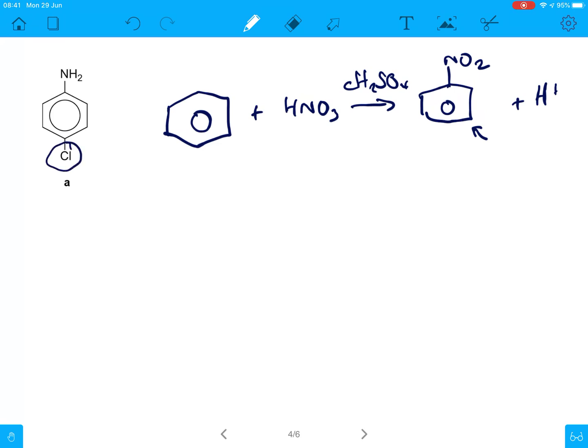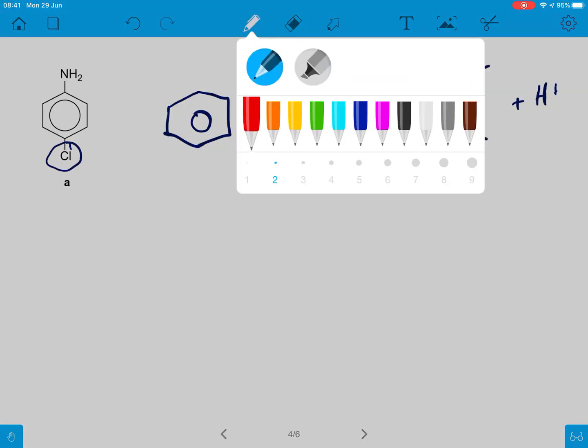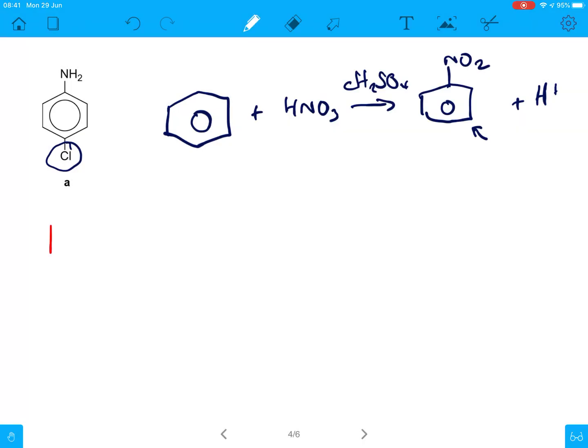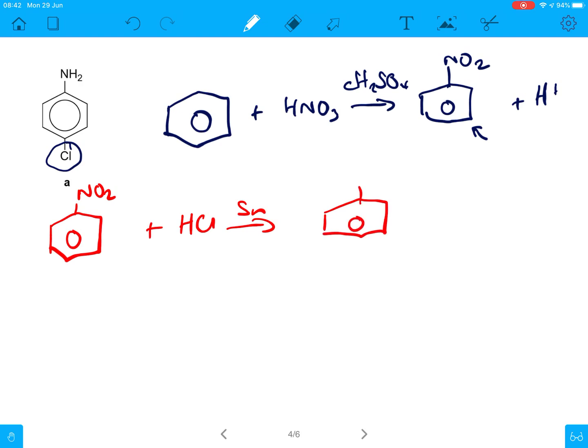So what we're going to do now is reduce our NO2. So we're going to go NO2, and the reduction mixture is HCl and tin. Tin is a catalyst, and that's going to reduce it to our phenylamine. Now, phenylamines are 2,4 directing. So if we take our phenylamine, there will be two products here because it directs to both.